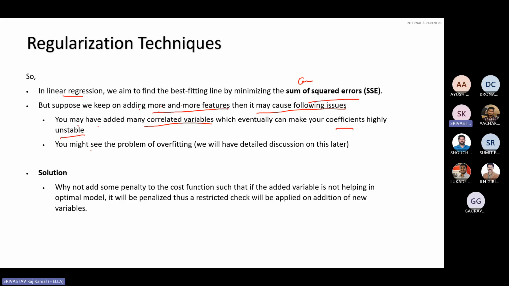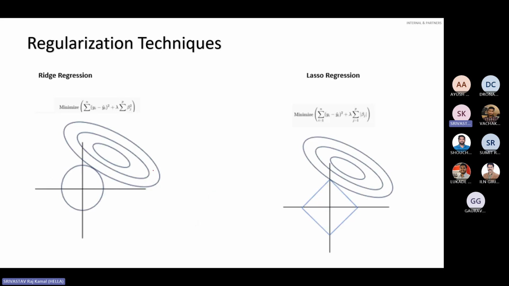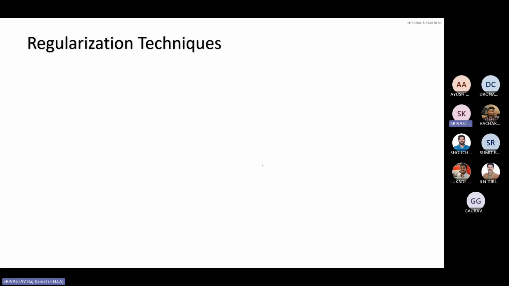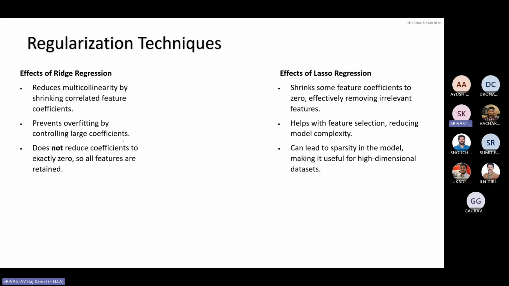I already see that. You might see the problem of overfitting when adding so many columns that it started learning the data. So why not add some penalty to the cost function such that if the added variable is not helping in the optimal model, it would be penalized? Penalized means its theta will either become 0, or in ridge regression theta tends to 0. That's the mathematical depiction, which we are not going to go into right now. Okay, so that is it.